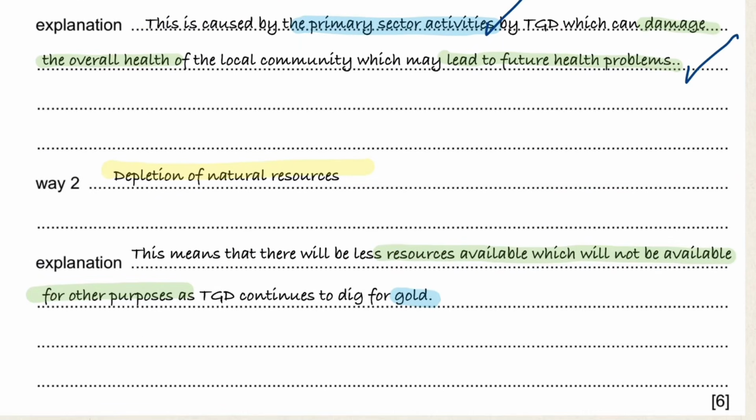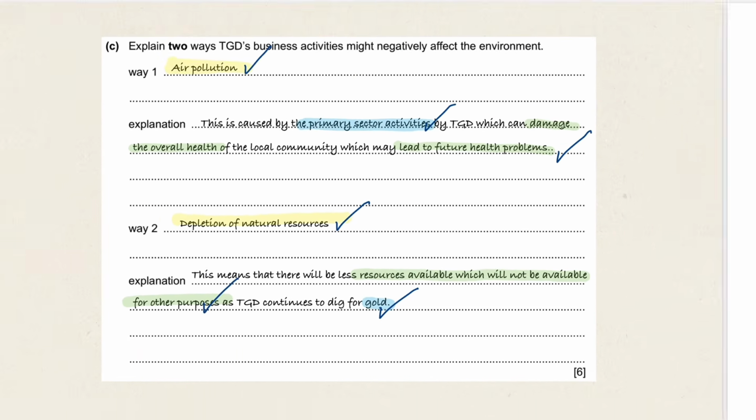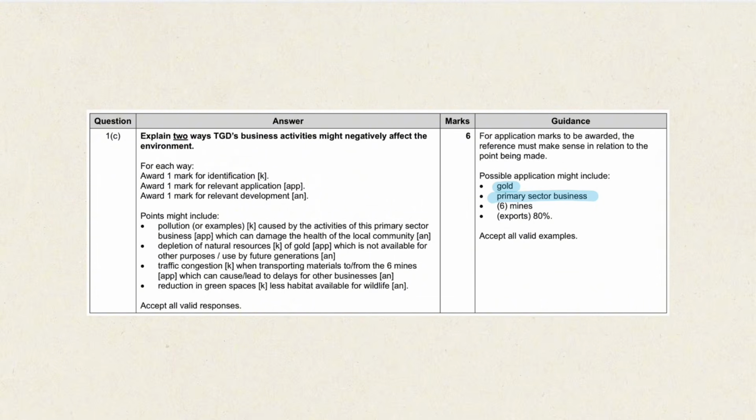And for way 2, the depletion of natural resources, which is our 2nd knowledge point. This means that there will be less resources available which will not be available for other purposes as TGD continues to dig for gold. As you can see, the application is gold, yet again highlighted in blue. And for the analysis, this is the direct impact of depletion of natural resources, which means that resources will not be available for other purposes. And this is the mark scheme. As you can see, gold and the primary sector businesses.